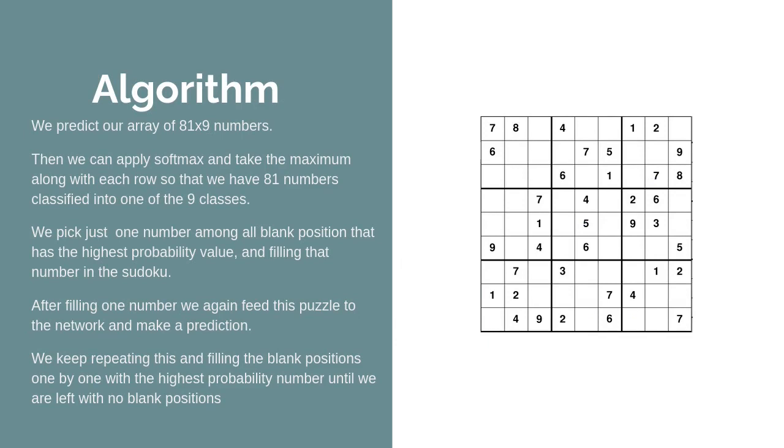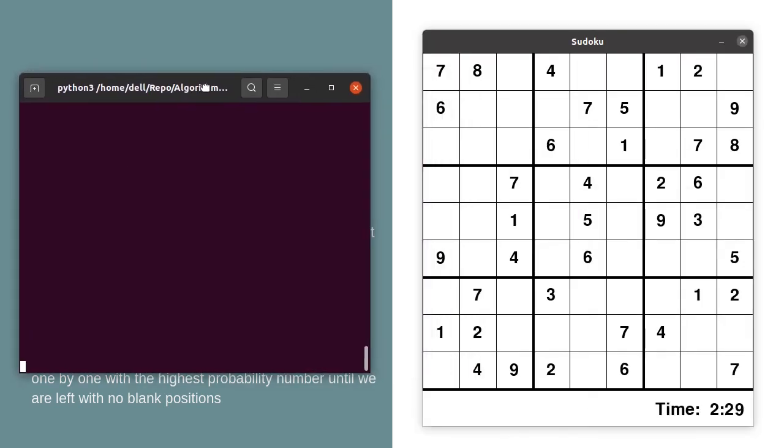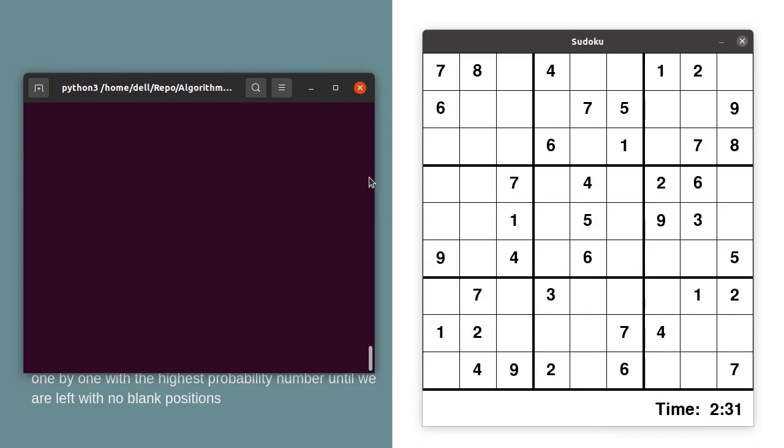We pick one number which has the highest probability value, and we fill that in the Sudoku. Then we feed this new Sudoku into our network, and so on. We continue this until we have no blank positions.